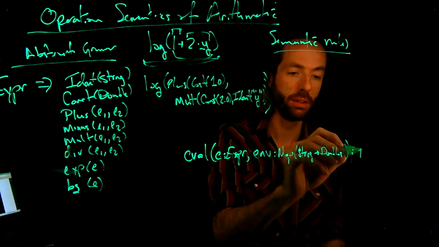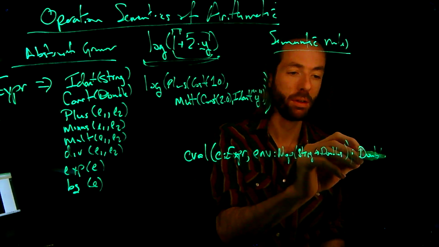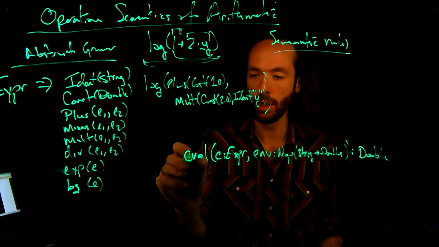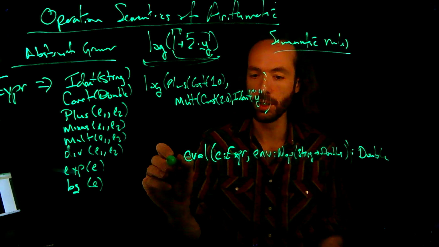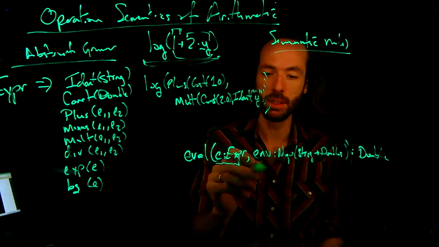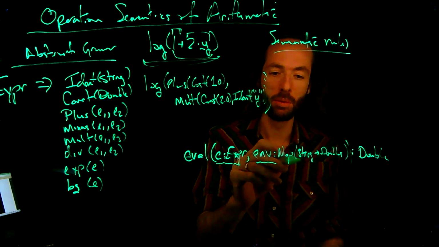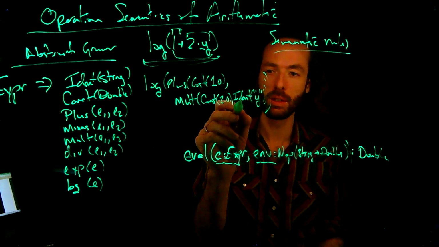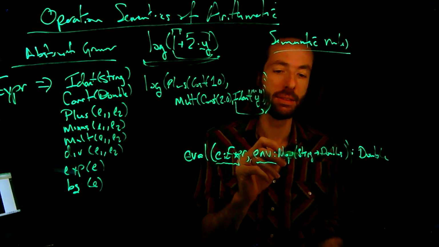And it should return a double. I've written this up in essentially Scala notation. But what is it doing, right? The idea is that you take an expression in, and the environment. What is this map? It is going to be able to resolve these idents, right?